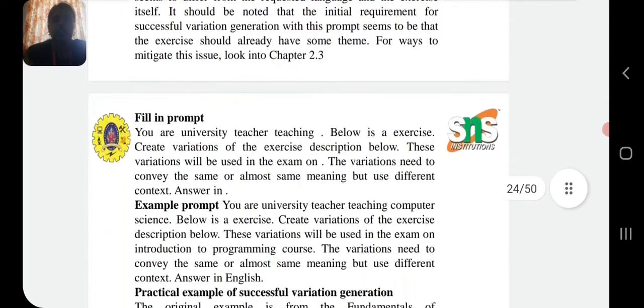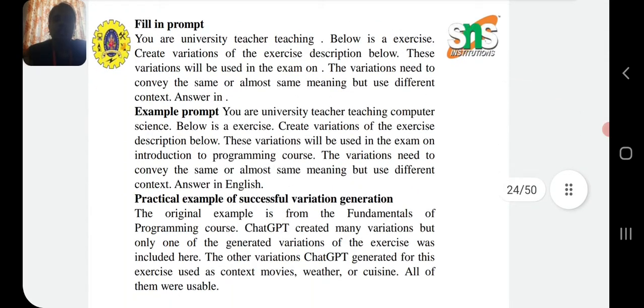To mitigate this issue, look into chapter 3.2. Fill in the prompt: You are a university teacher teaching. Below is an exercise. Create variations of the exercise description below. These variations will be used in the exam on. Variations need to convey the same or almost the same meaning but use a different context. Answer in. As an example prompt: You are a university teacher in computer science. Below is an exercise; create variations of the exercise description below. These variations will be used in the exam on an introduction to programming course. The variations need to convey the same or almost the same meaning but use a different context.